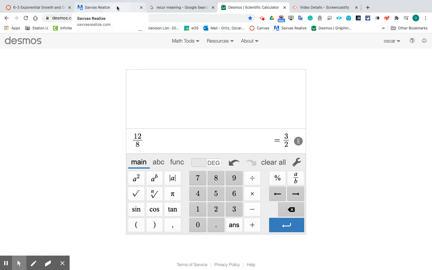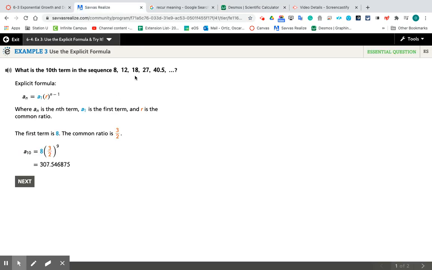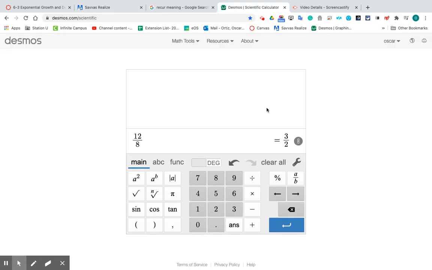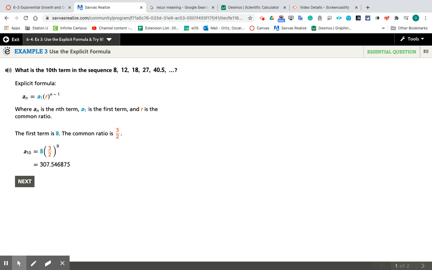I want you to notice how this answer is always the same when you divide one term by the term before. So if you were to do 18 divided by 12, still you're gonna get the same answer. So 18 divided by 12, so if this number is 12 and this number is 18, you still get the same answer. So that is what is called common ratio, and that's how you find it.